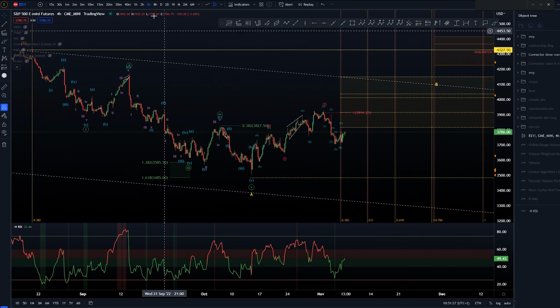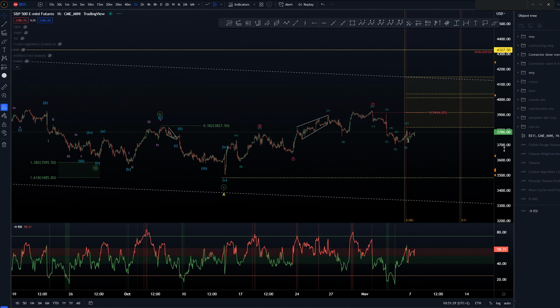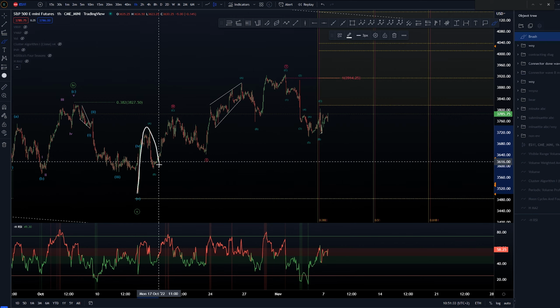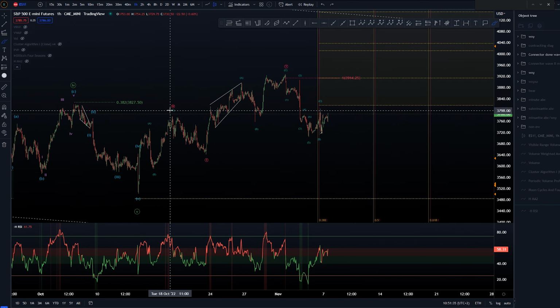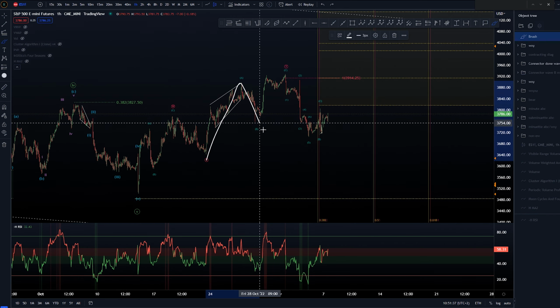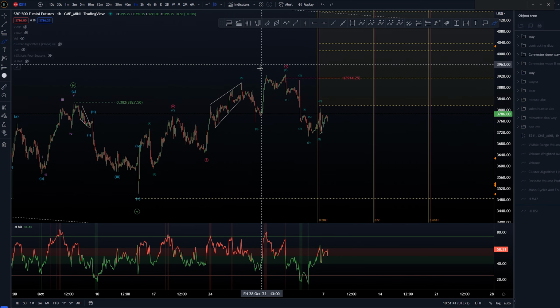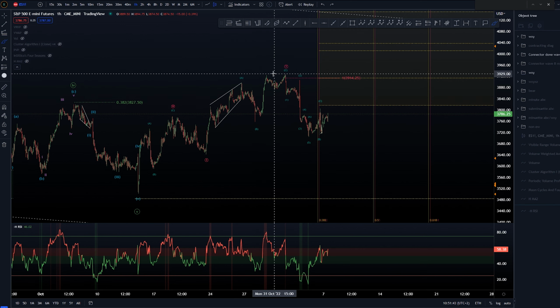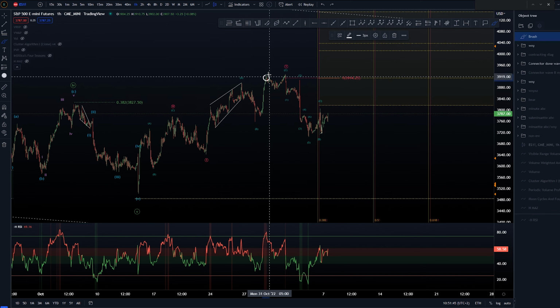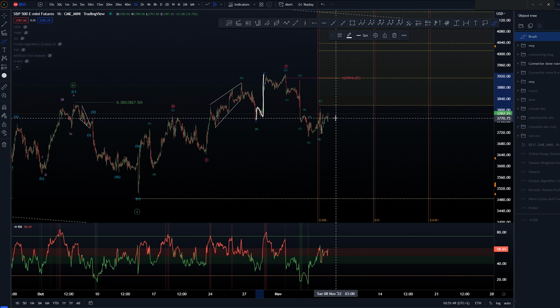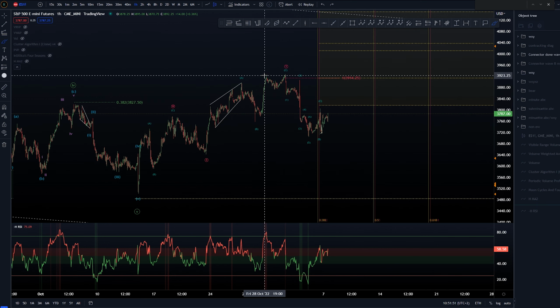Now, let's go to the 1 hour time frame to see this substructure a bit better. The way I've labeled this is an ABC into W, a three-way structure, into X, and an ABC here into wave Y. Again, we had the conversation about this structure because we had taken out the highs that we had over here, so we can't really have a three-way structure anymore ending the wave Y there.